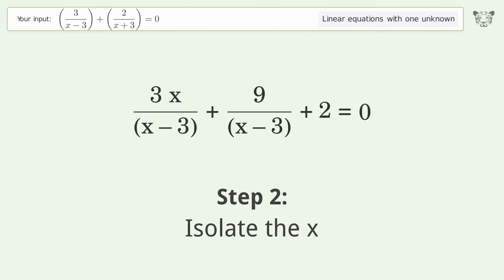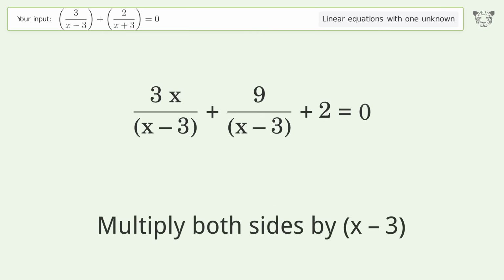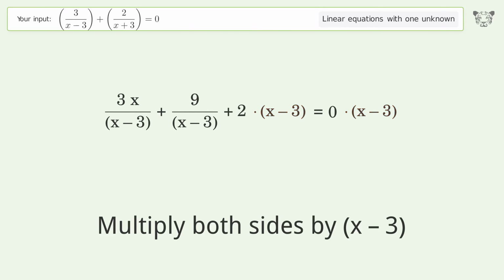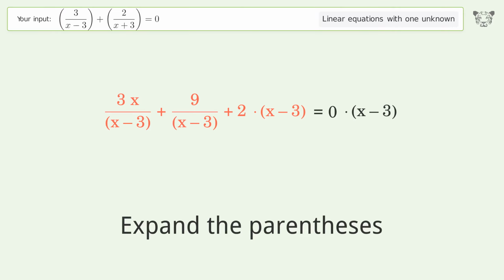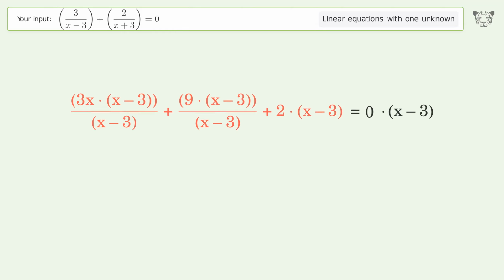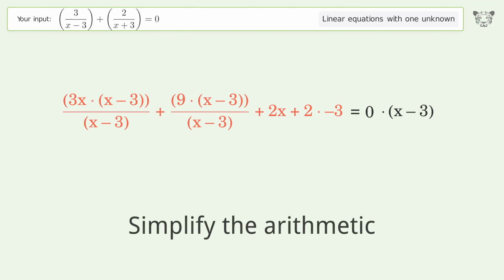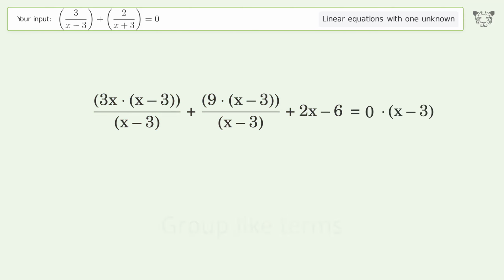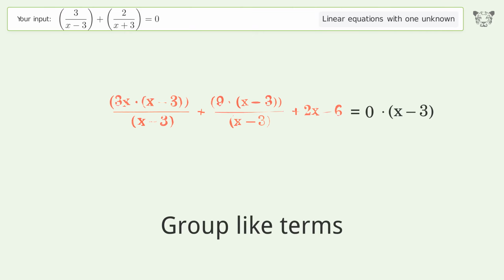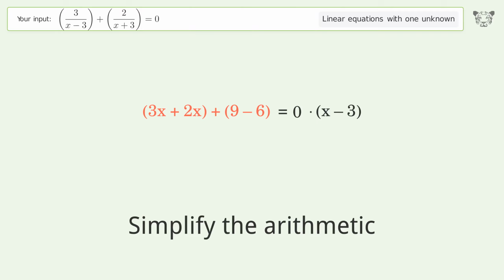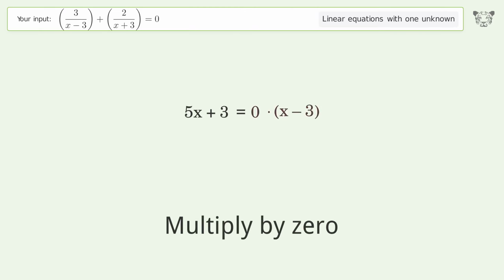Isolate the x. Multiply both sides by x -3. Expand the parentheses. Simplify the arithmetic. Group like terms. Simplify the arithmetic. Multiply by 0.